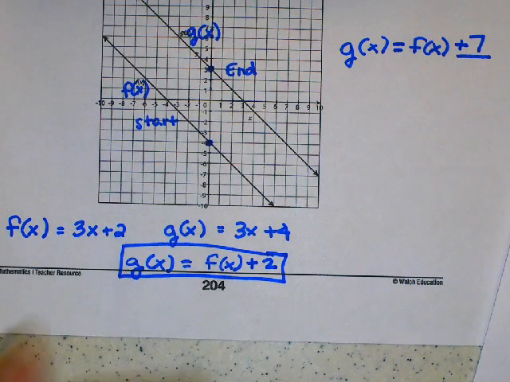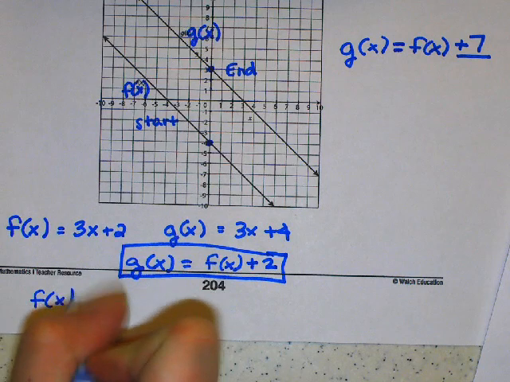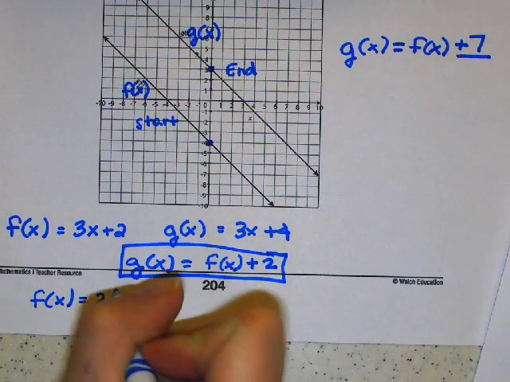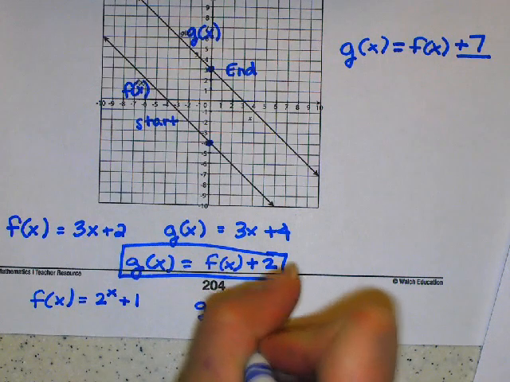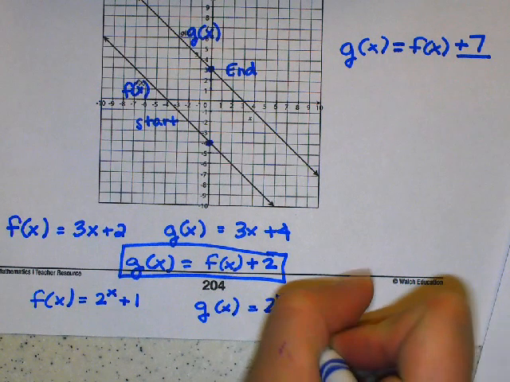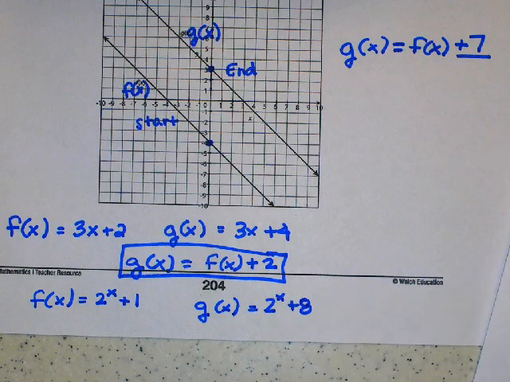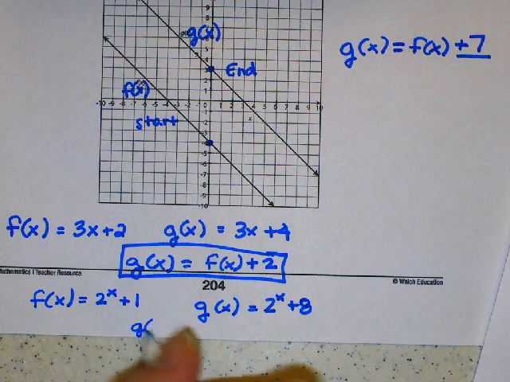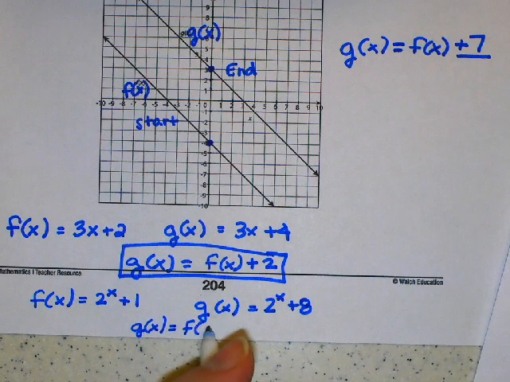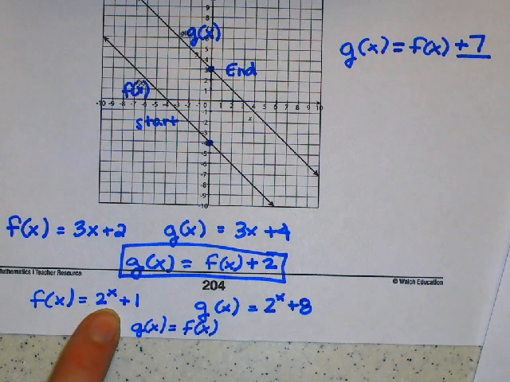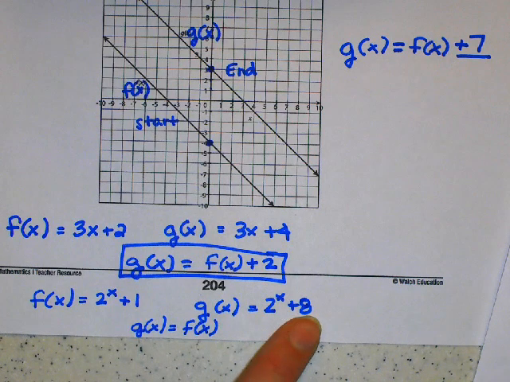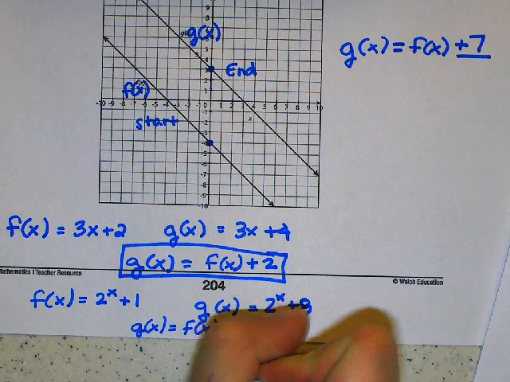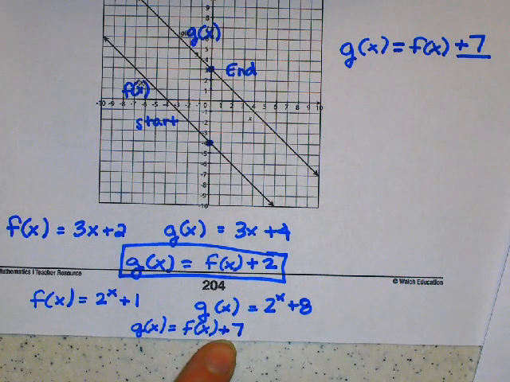I'll give you one more example. Let's say we started with f of x equals 2 to the power of x plus 1. And then we also have g of x equals 2 to the power of x plus 8. Well, the rule here for g of x would be you start with f of x, this guy right here, and how much did I have to add to that 1 to get all the way up to 8? Well, I had to add 7. So my vertical shift would be plus 7.